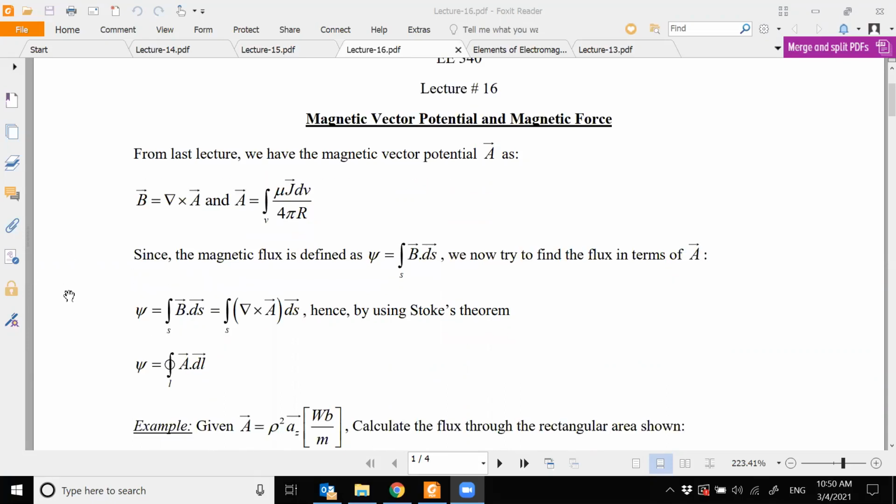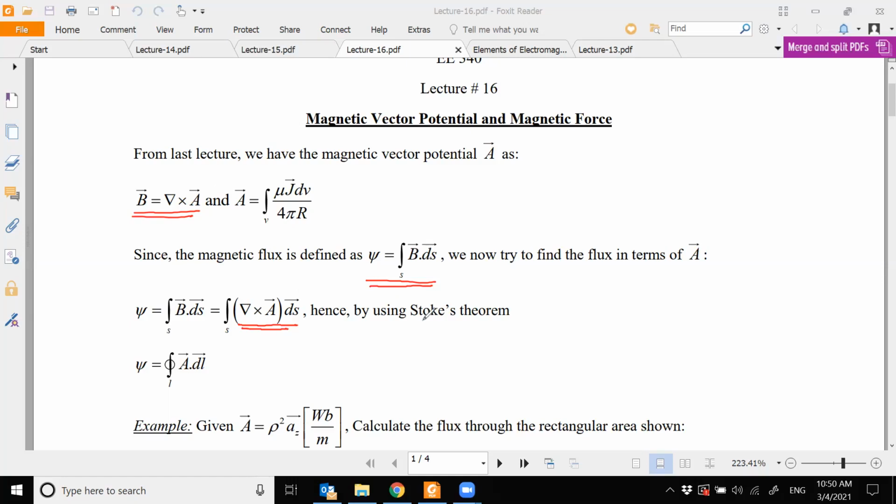And now, since we know B bar is del cross A bar, can I find the magnetic flux psi, which is the surface integral of B bar dot ds, in place of the magnetic vector potential? Yes. In place of B bar, substitute del cross A. So del cross A dot ds.